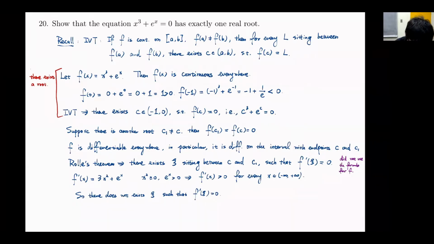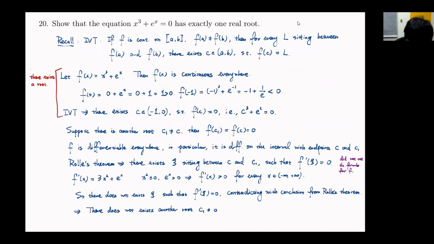And this contradicts the conclusion from Rolle's theorem. We are obtaining this contradiction because our assumption is wrong, so there does not exist another root C1 that does not equal C. All right, so this is basically arguing for uniqueness.